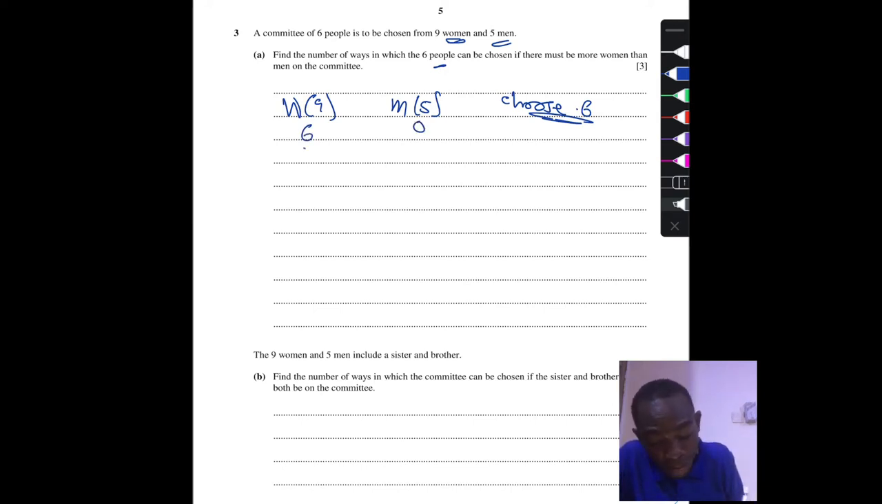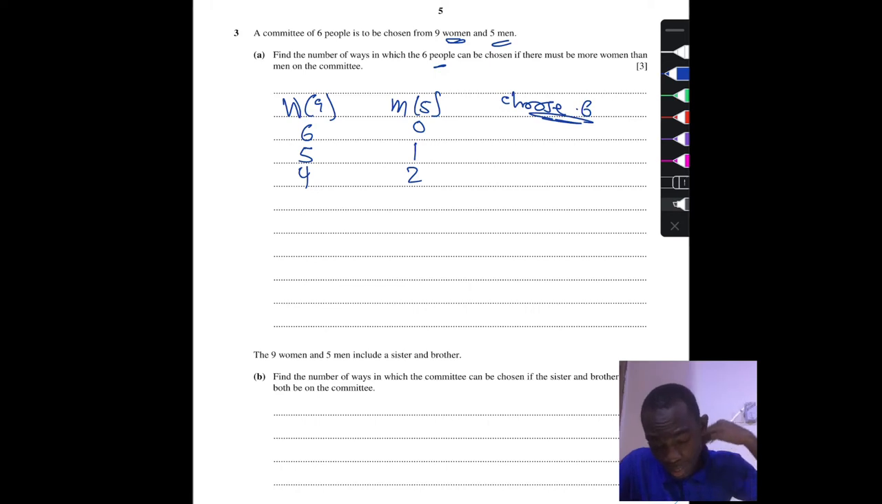Or 5 women on the committee, 1 man. Or 4 women on the committee, 2 men, still making 6. You cannot choose 3 men and 3 women, because that will be even, they will be equal. And the restriction is saying that there must be more women than men. So I think this is where you end. You cannot have any other possible outcome.